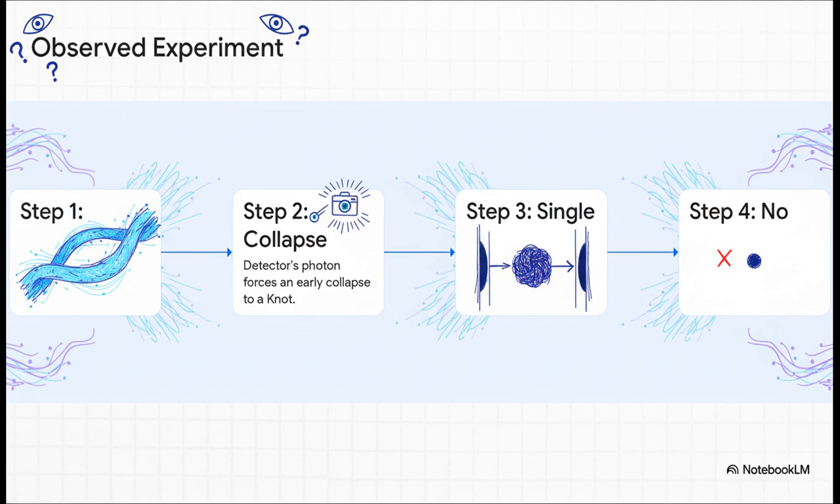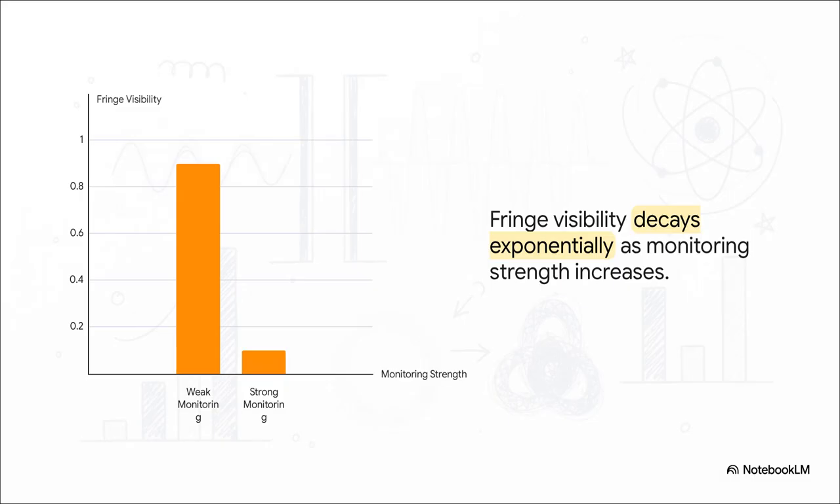But what happens when we try to watch which slit it goes through? Well, our detector, which uses photons to see, interacts with the electron before it even reaches the slits. That photon forces an early collapse. The ring becomes a knot right then and there. And this knotted-up particle can only go through one slit or the other. And with nothing to interfere with itself, that beautiful wave pattern just vanishes. And this is exactly what experiments show, time and time again.